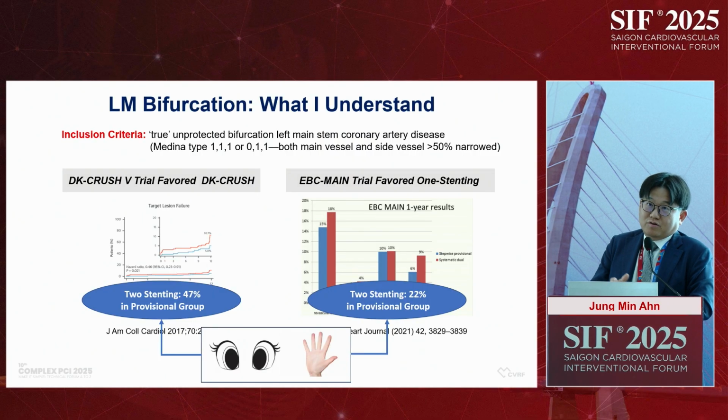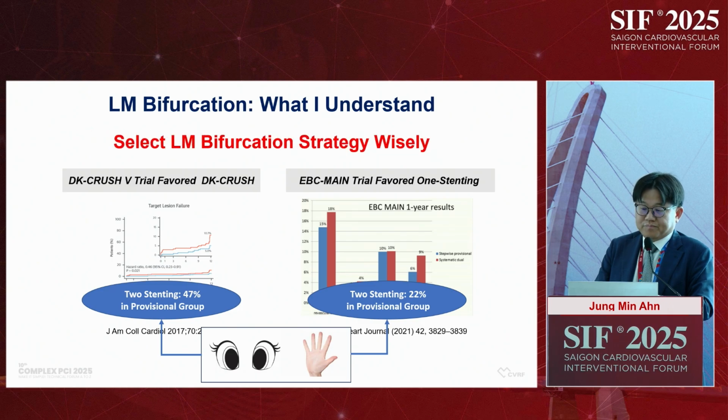Angiographically, the inclusion criterion is a true bifurcation, but these two trials may have had different complexity of left main bifurcation. In addition, these two trials were done by different operators. That is why the different outcomes. So I think these two studies tell us to select the left main bifurcation strategy wisely. For the simple left main bifurcation we can cross over, but for the complex bifurcation disease we need the two-stent technique upfront.